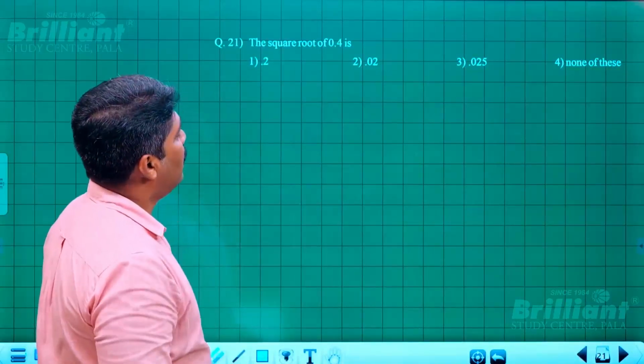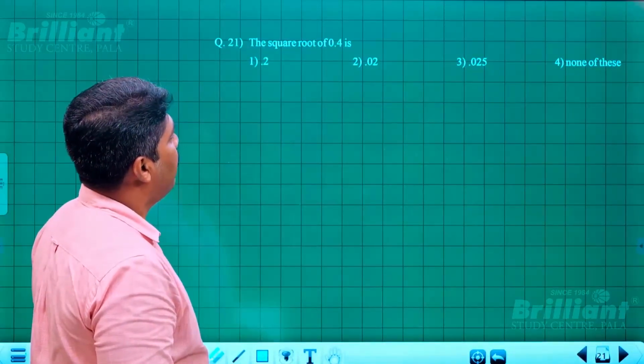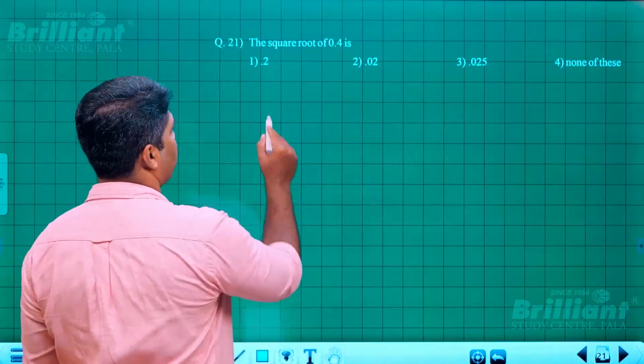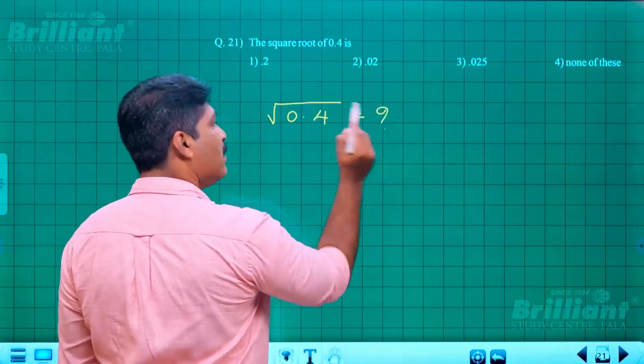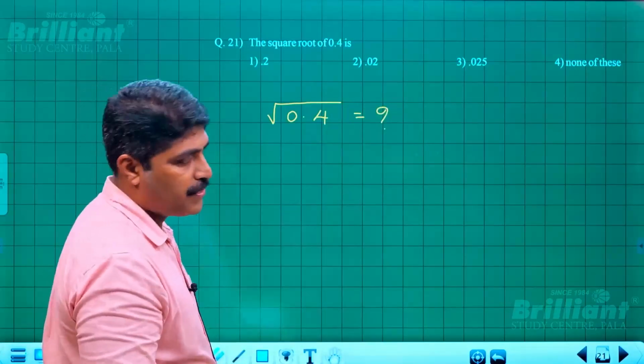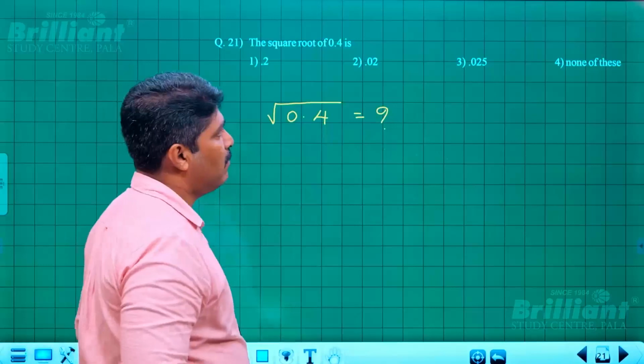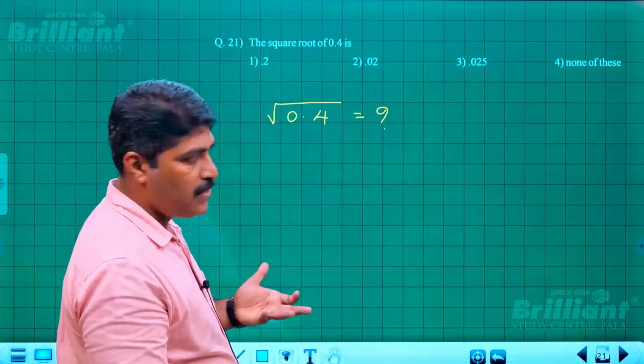And the next question, the square root of 0.4. So how to find it? Here we have to find out what is the square root of 0.4. So that's an interesting thing. I will just give some insights about this concept.